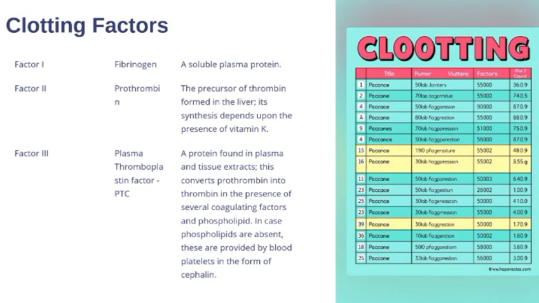Next, clotting factors. 13 factors are there. Factor 1, fibrinogen, a soluble plasma protein. Factor 2, prothrombin, the precursor of thrombin formed in the liver. Its synthesis depends upon the presence of vitamin K. Factor 3, plasma thromboplastin factor, a protein found in plasma and tissue extract. This converts prothrombin into thrombin in the presence of several coagulation factors and phospholipids. In case phospholipids are absent, these are provided by blood platelets in the form of cephalin.